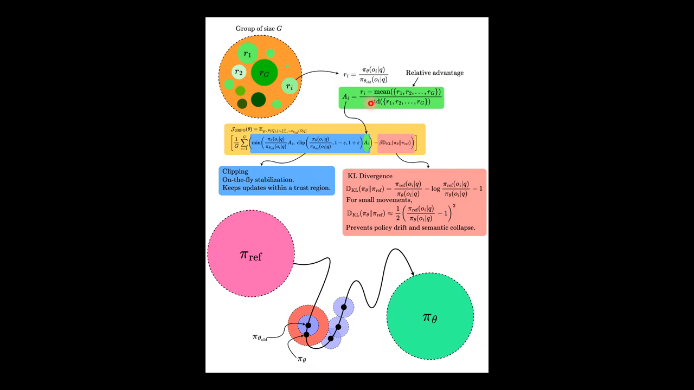The model is not learning what is good in absolute terms. It is learning which reasoning paths are better than others for the same question. During the update, GRPO uses clipping, just like PPO. This prevents updates from becoming too large and keeps training stable.